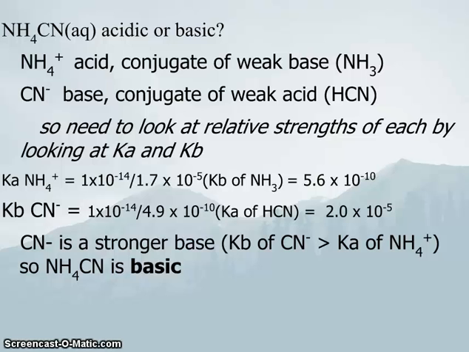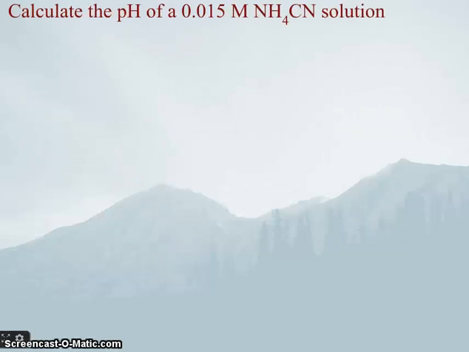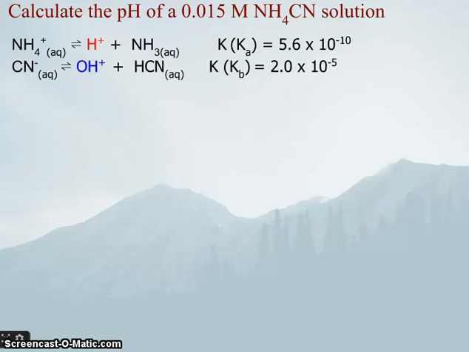Now, we can, if we wanted to, do this a little bit more quantitatively and actually calculate, say, the pH of a 0.015 molar solution. And this isn't something that I would ask you to do in our class, but I just want to show you how it's done. So here are our two equilibria. We have ammonium ion acting as an acid, and we have cyanide acting as a base. And we can determine the K values for these, and these are those same values. So technically this is the Ka of ammonium ion, and this is the Kb for cyanide ion.